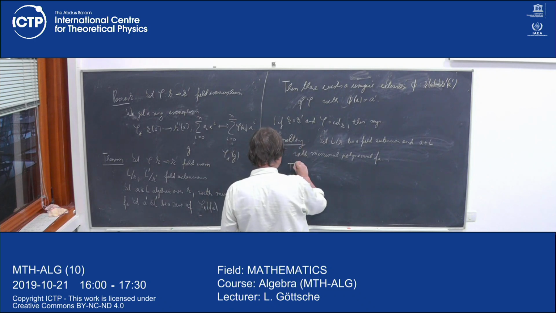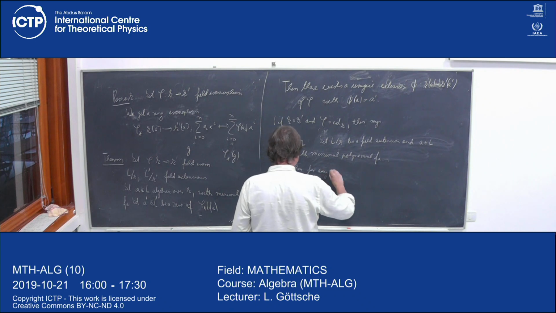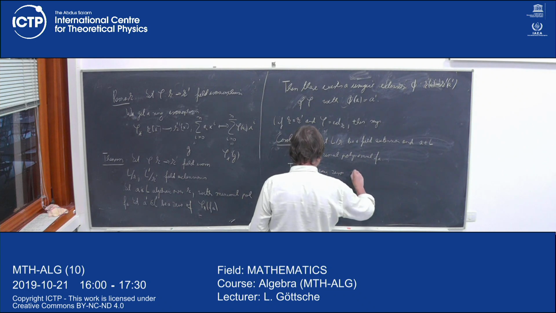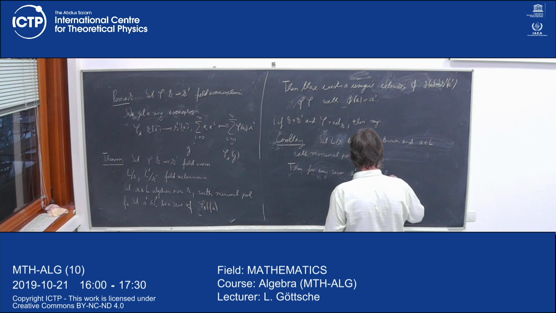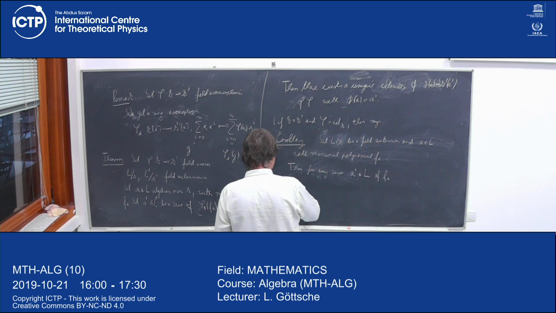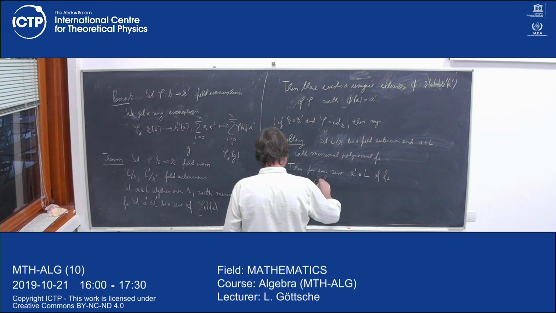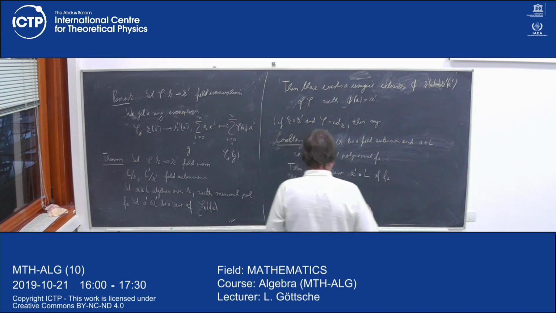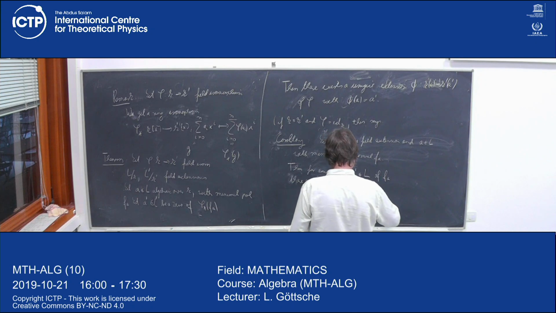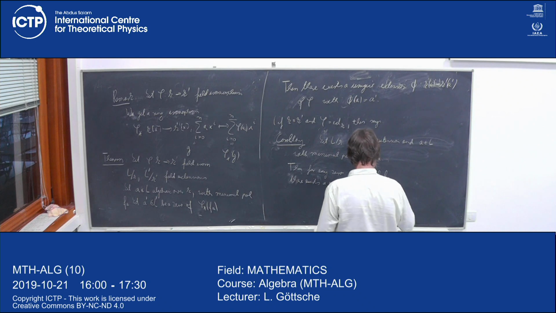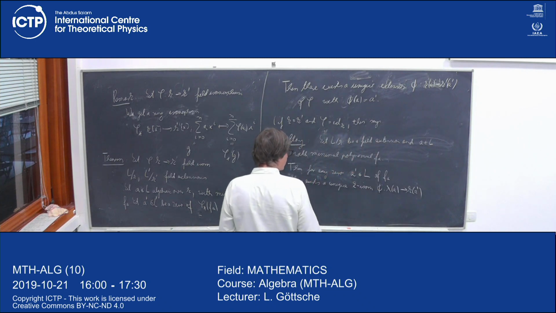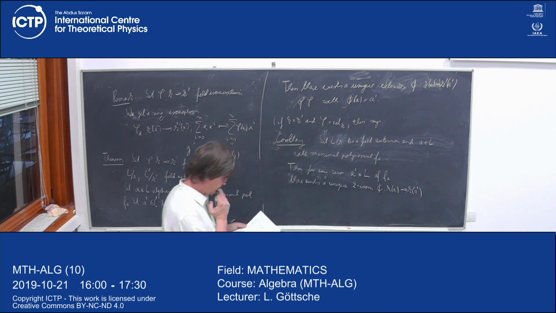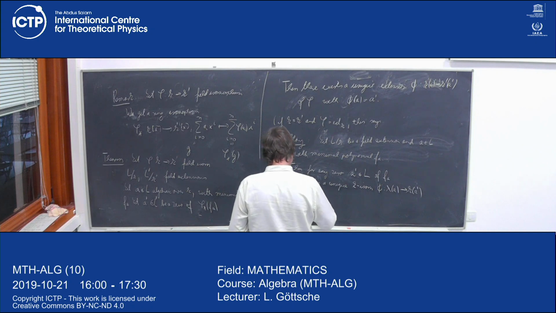So then, for any nonzero A prime in L of Fa, there exists a unique K isomorphism phi from Ka to Ka prime with phi of A equal to A prime.